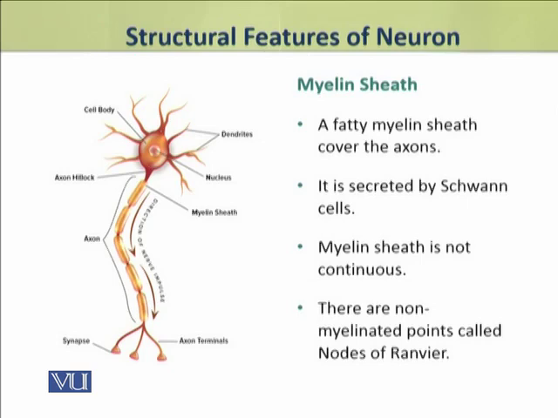डियर स्टूडेंट्स, कुछ एक्सोन्स के ऊपर एक फैटी मटेरियल की लेयर भी मौजूद होती है जिसे माइलिन शीथ कहते हैं। आमतौर पर माइलिन शीथ को श्वान सेल्स प्रोड्यूस करते हैं। ये माइलिन शीथ कॉन्टिन्यूअस नहीं होती, बल्कि it has small non-myelinated points which are called nodes of Ranvier.